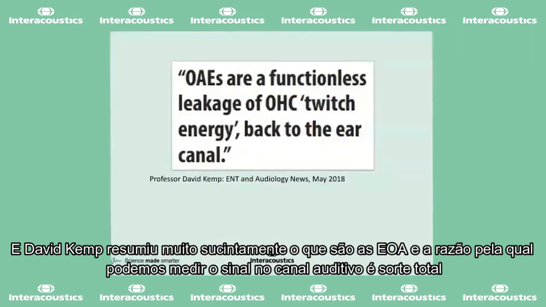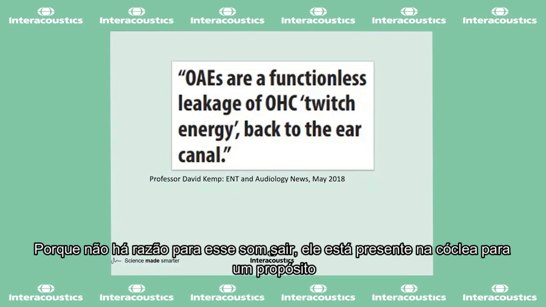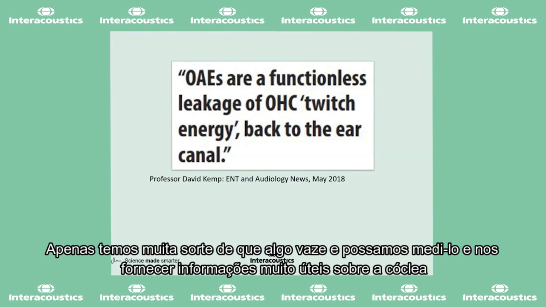Now, David Kemp very succinctly summarized what otoacoustic emissions are. The reason that we can measure the signal in the ear canal is complete luck, because there's no reason for that sound to come out. It's present in the cochlea for a purpose. We're very lucky that some of it happens to leak out, and we can measure it, and it then tells us very useful information about the cochlea.